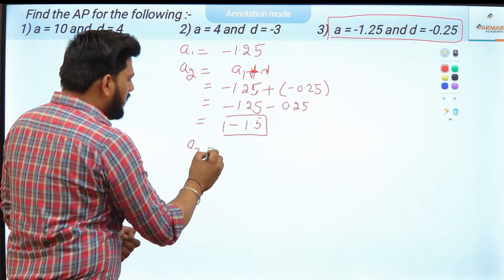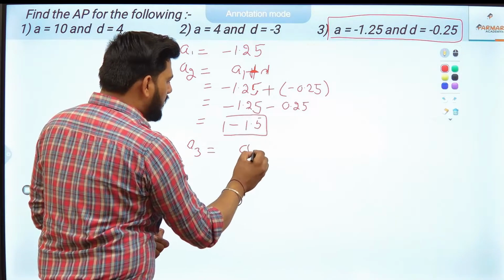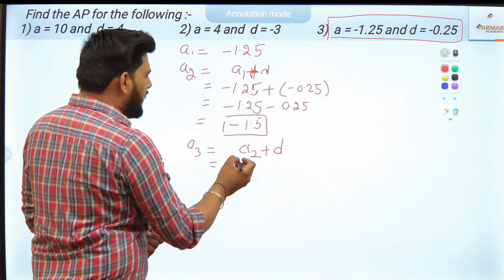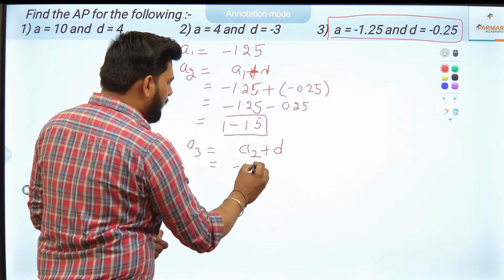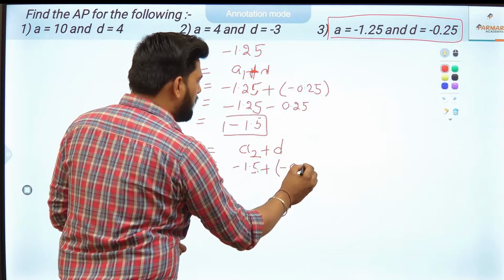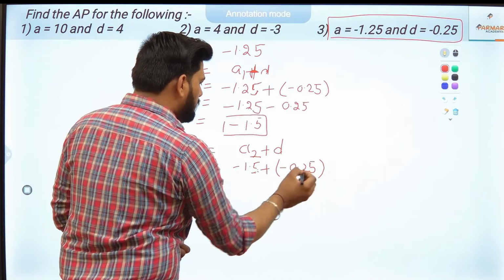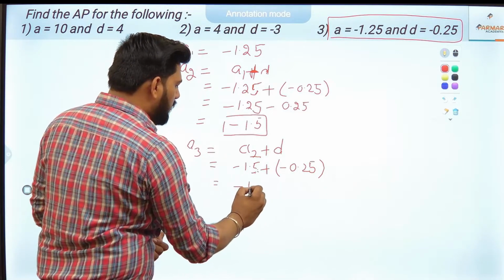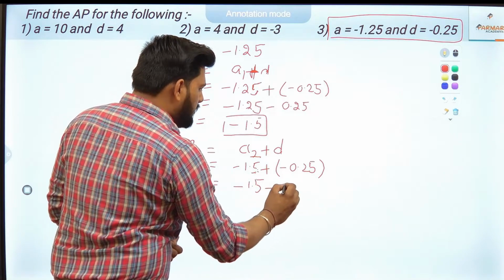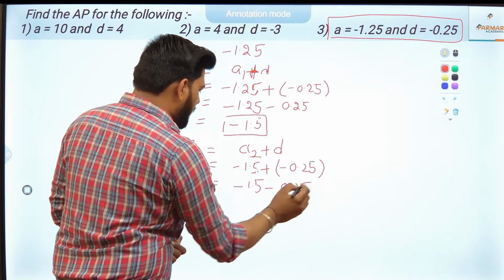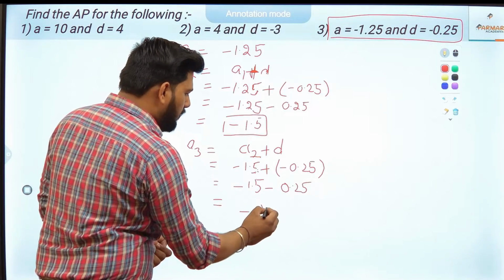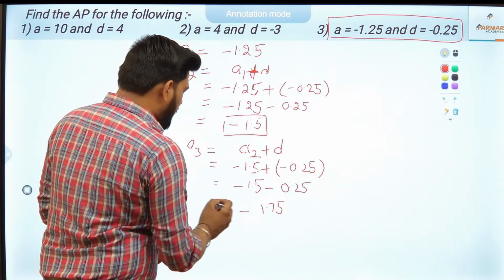The third term is simply add the difference to the second term. So the second term is minus 1.5 plus the difference, minus 0.25. That is equal to minus 1.5 plus minus minus 0.25. That is simply minus minus plus and is equal to minus 1.75. This is the third term.